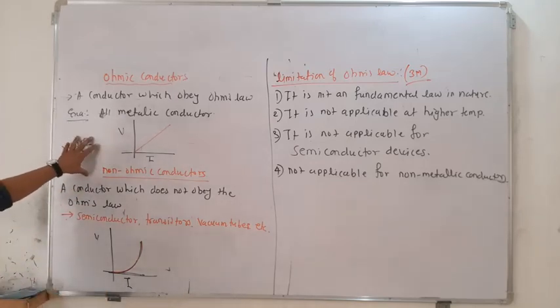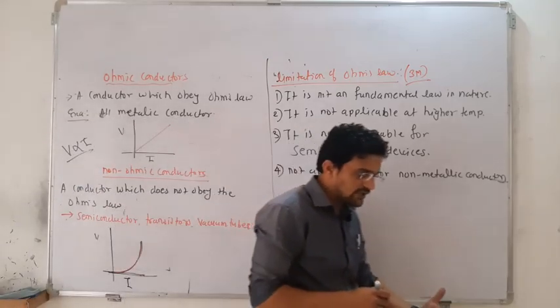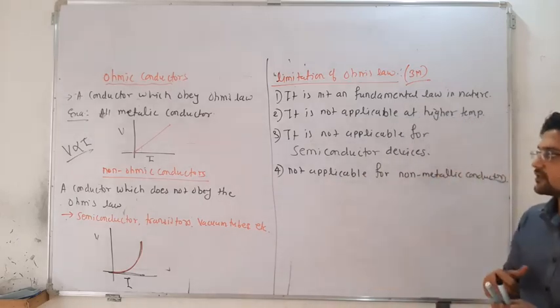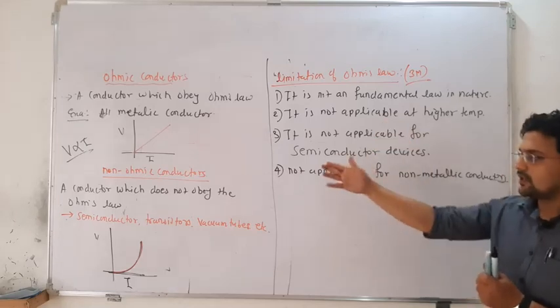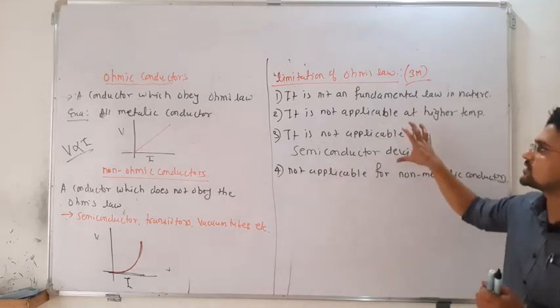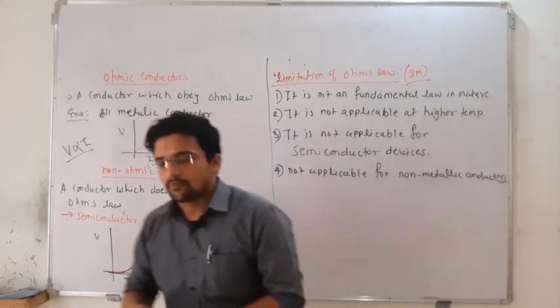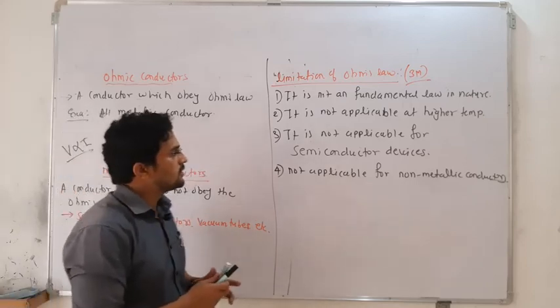So we have covered so many things: Ohm's law, what is the statement of Ohm's law, then resistance, its unit, and then resistivity, on which factors the resistance depends, on which factors the resistivity depends, ohmic conductors or ohmic devices, non-ohmic devices, and then limitations of Ohm's law. So all these important points may be asked for 2 to 3 marks. So remember these things.